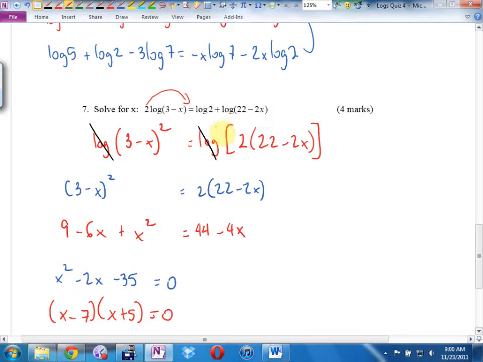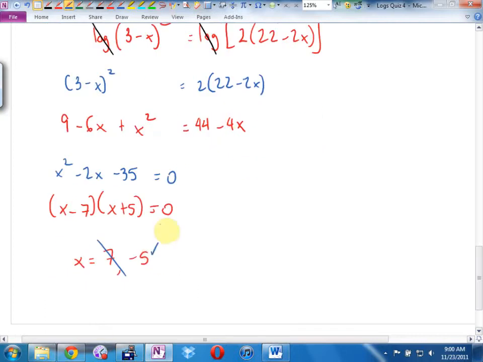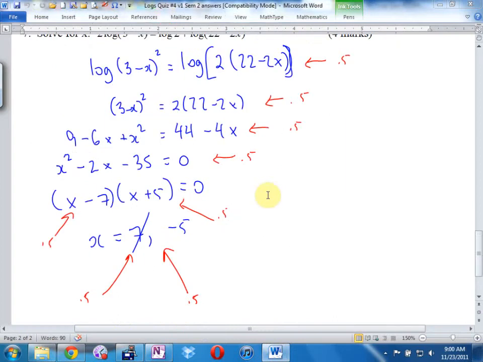In terms of part marks, I did that. Half mark for combining the logs, a half mark for getting rid of the logs, a half mark for doing some algebra, half mark for the quadratic, half mark for the factors, half mark for each solution, but a half mark off if you didn't cross out the extraneous root.